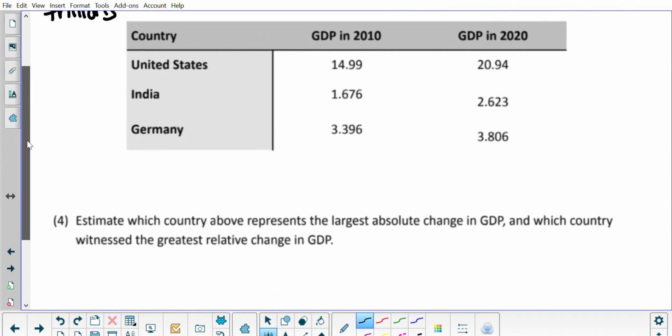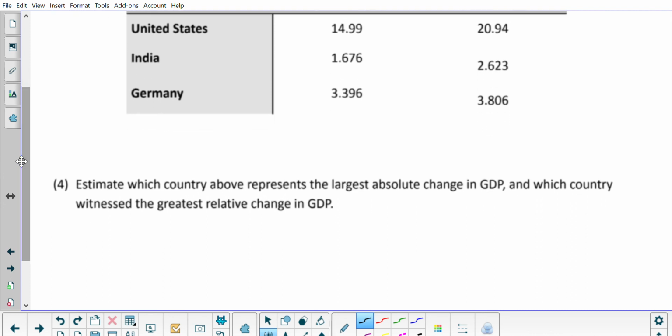So it says estimate which country above represents the largest absolute change in GDP and which country represents the greatest relative change. So right now, I want you guys to actually calculate the absolute change for all these, and then you guys are going to tell me which one was the largest. All right, so do that right now.